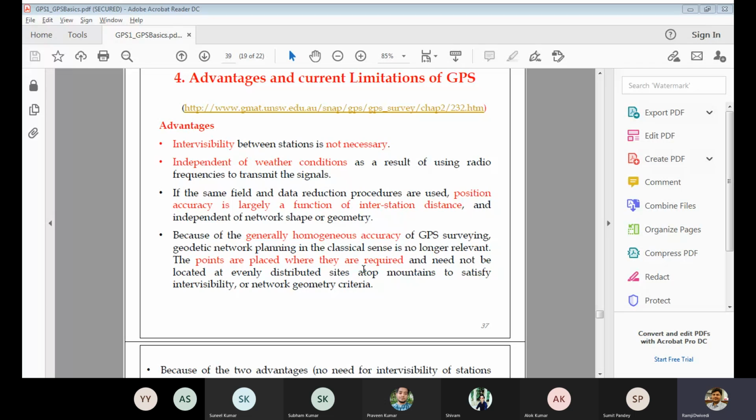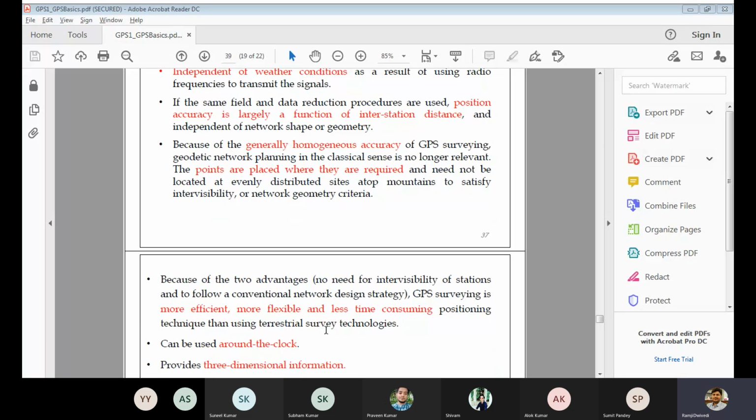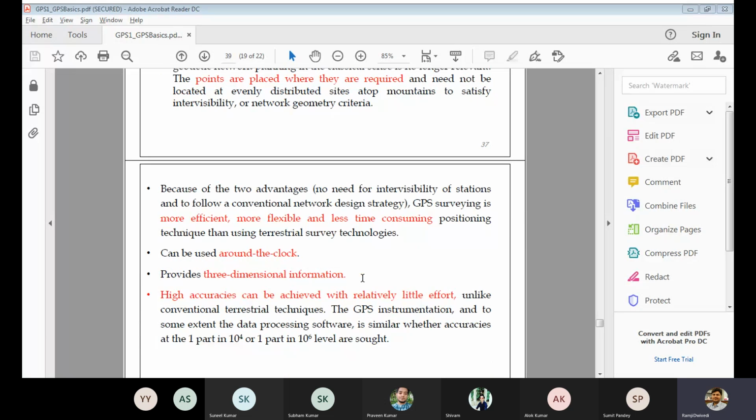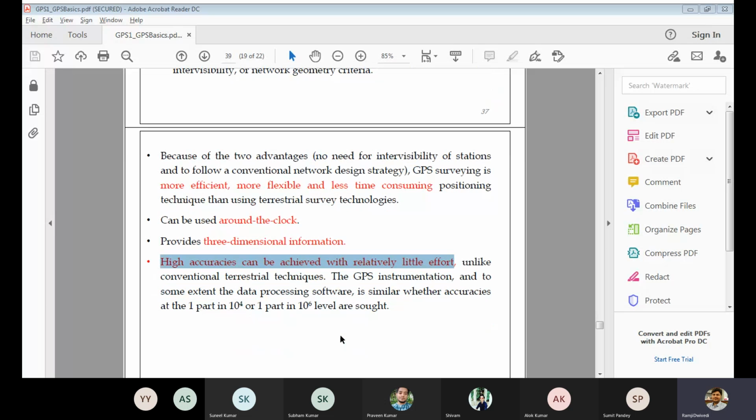The advantages: intervisibility between stations is not necessary in the case of GPS, and it is independent of weather condition. Position accuracy is largely a function of interstation distance, with generally homogeneous accuracy. The points are placed where they are required. It is more efficient, more flexible, less time consuming, and can be used around the clock. Three-dimensional information and high accuracies can be achieved with relatively little effort. So these are the general advantages.